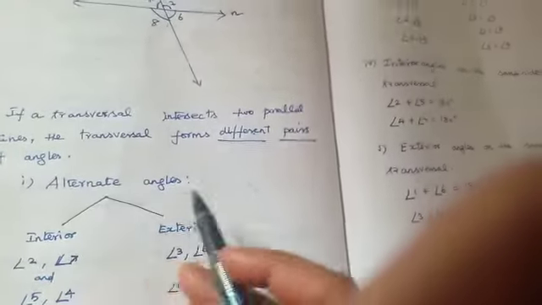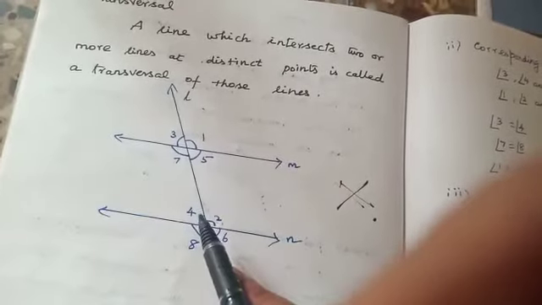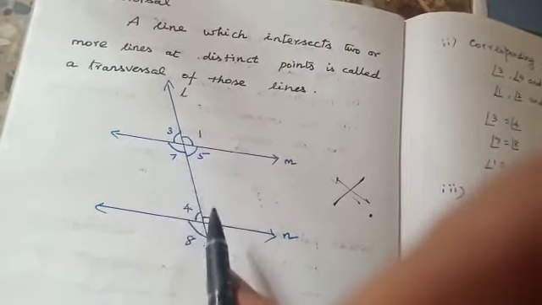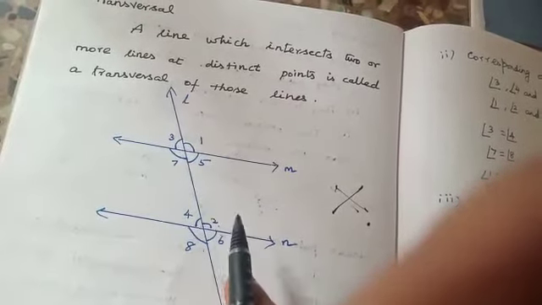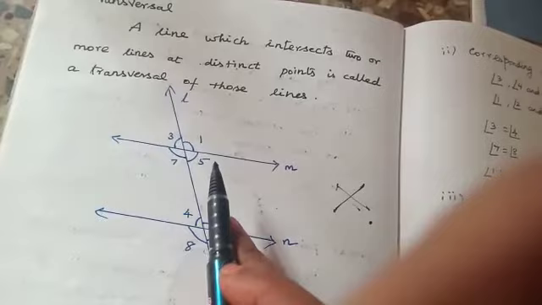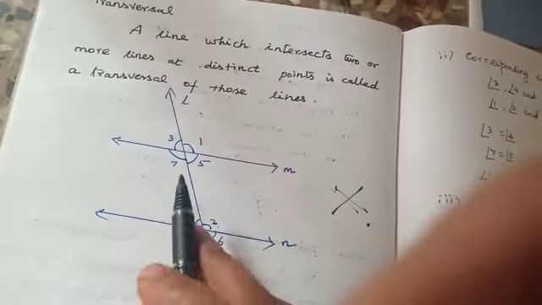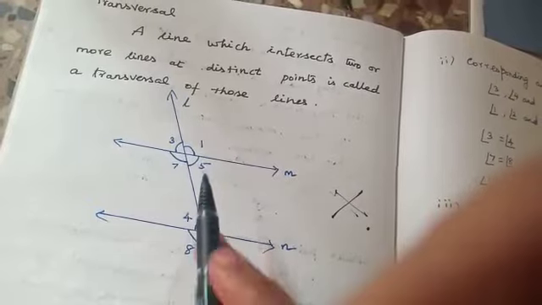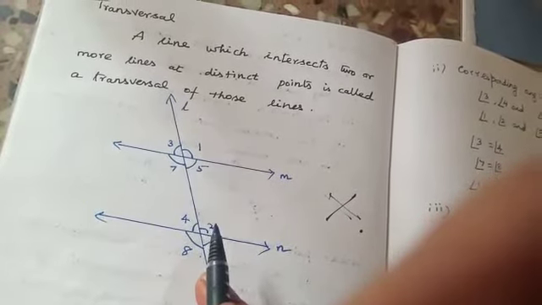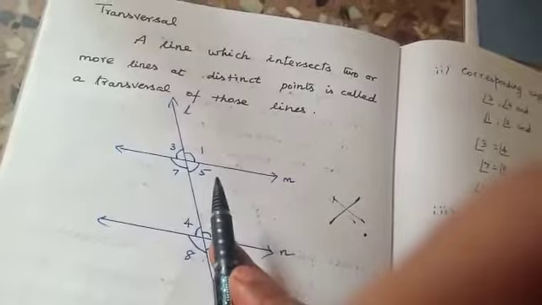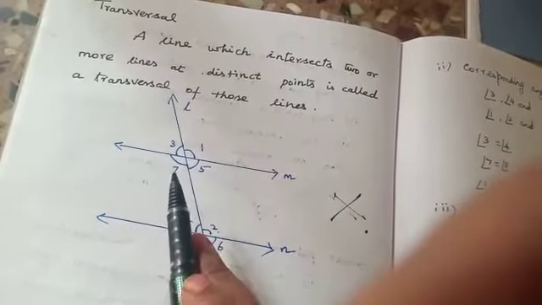Now we'll see the alternate angles. Alternate angles means this one, 7 and 2. Alternate means like this. Next, 5 and 4 like this. So 5 and 4 are alternate angles and 2 and 7 are alternate angles. Alternate angles are equal. So angle 4 is equal to angle 5, angle 2 is equal to angle 7. Suppose here it is 30, then here also 30. Here it is 100, then here also 100.